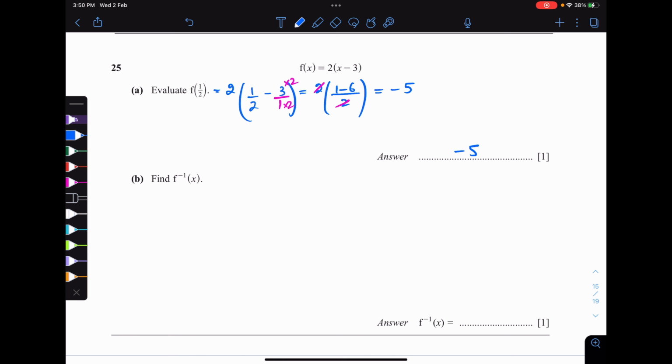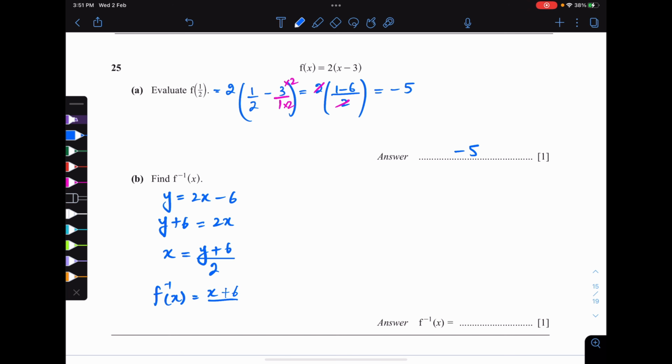For f inverse of x, we're going to replace y as f of x. So this will become 2x minus 6. y plus 6 is equal to 2x. x is equal to y plus 6 over 2. And f inverse of x is equal to x plus 6 divided by 2.